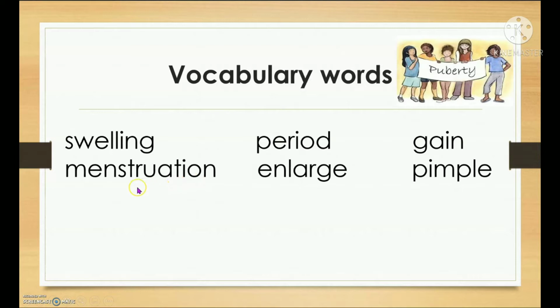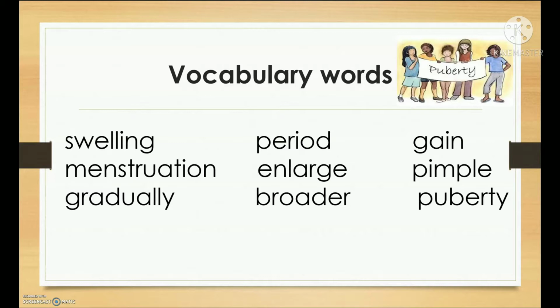Now repeat after me. Menstruation, enlarge, pimple. Very good. Now listen again as I read the third and last set of words. Gradually, gradually. Broader, broader. Puberty, puberty. Now repeat after me.